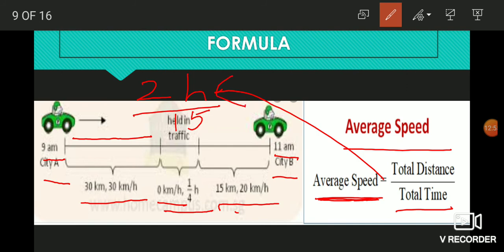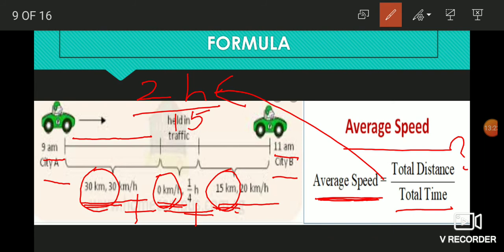What is the total distance now? Let us calculate. First it travels 30 kilometers, then it travels 0 kilometers, then again it travels 15 kilometers. So add all these three. What is the distance? 30 plus 0 plus 15, that is 45 kilometers.